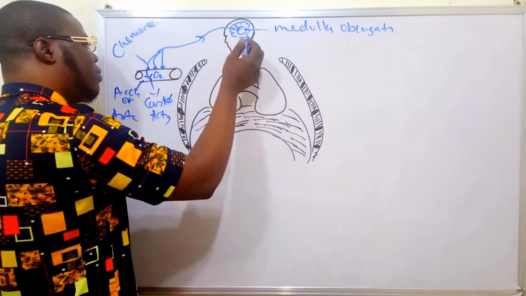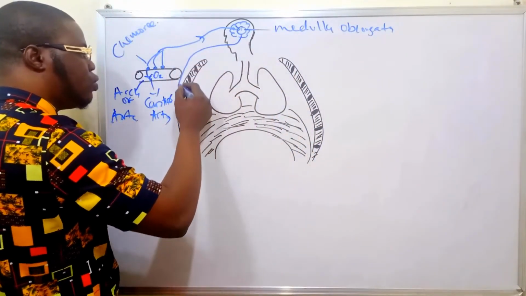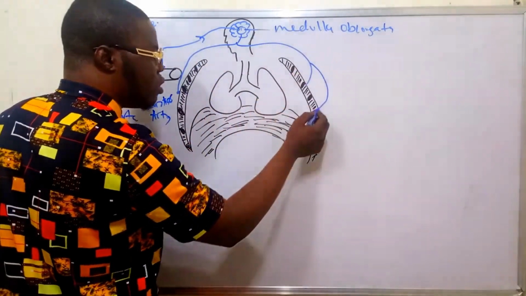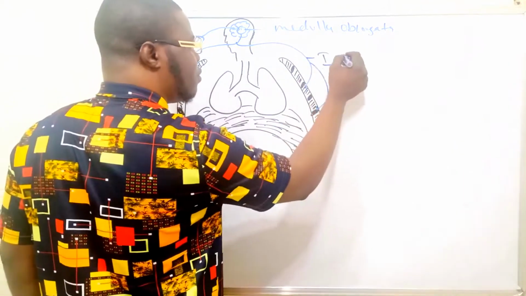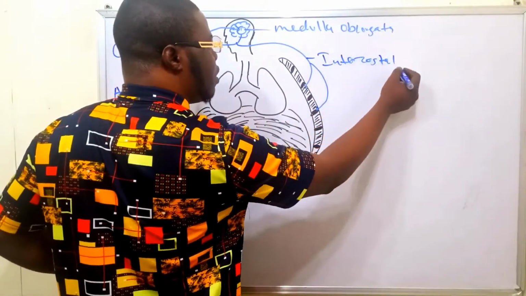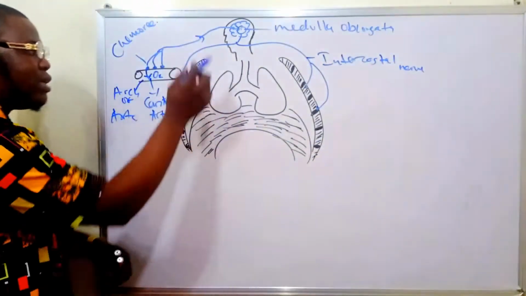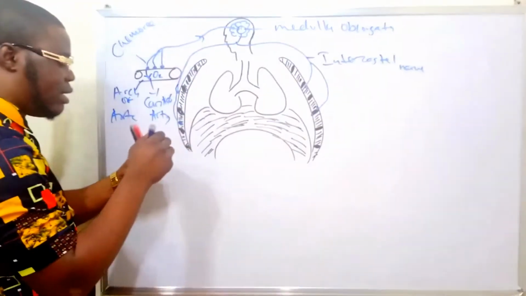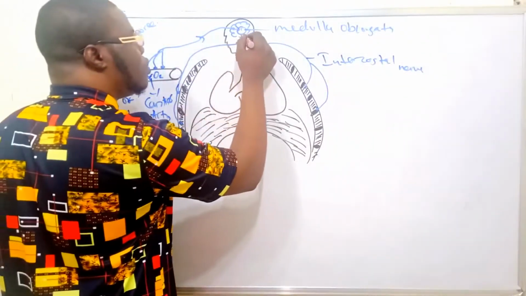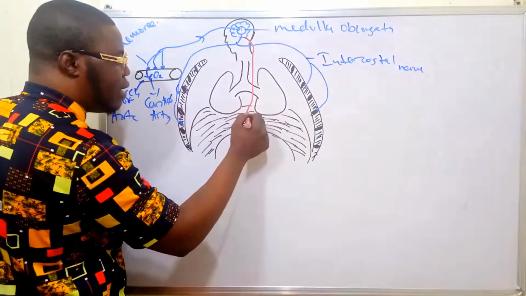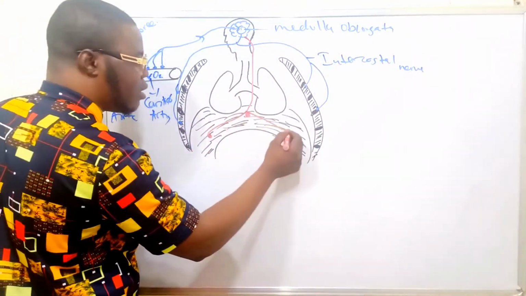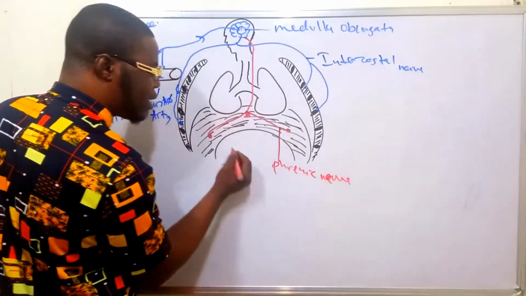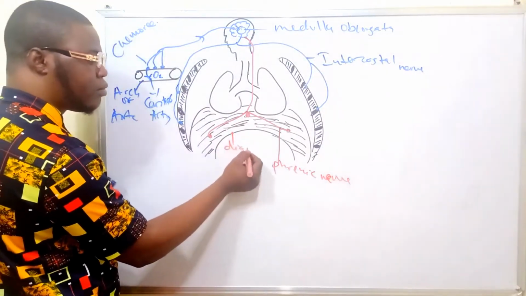And then we said the medulla oblongata will respond by sending an impulse through some nerves. One of those nerves is the what? The intercostal nerve. The intercostal nerve is going to act on these intercostal muscles. And it will send an impulse again through another nerve. And that nerve is called the phrenic nerve. The phrenic nerve is acting on this structure here called the diaphragm.